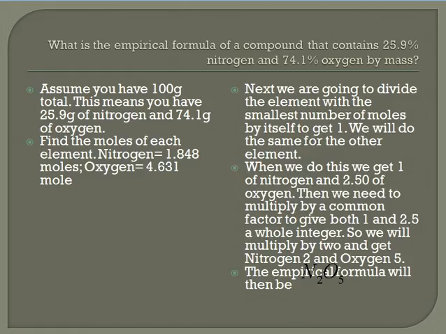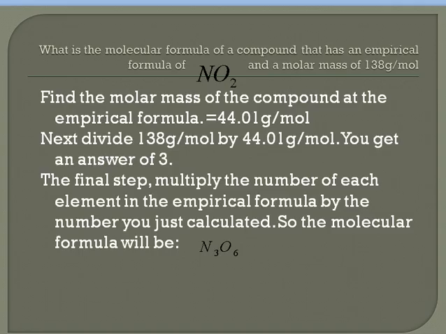Next, what we need to do is multiply by a common factor to give both 1 and 2.5 a whole integer. So we're going to multiply by 2 and get nitrogen equal to 2 and oxygen equal to 5. Then we know the empirical formula will be N2O5.